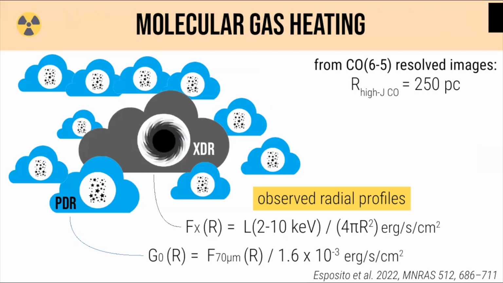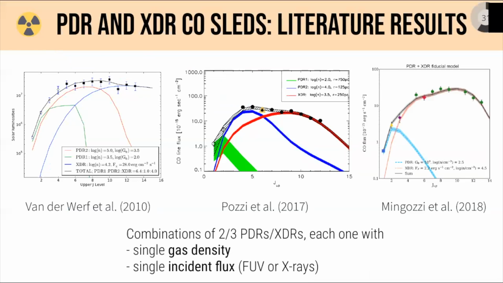So we computed the far ultraviolet and X-ray fluxes within this radius, and we tried to compare CO line ratios with the observed far ultraviolet and X-ray fluxes in our galaxies.